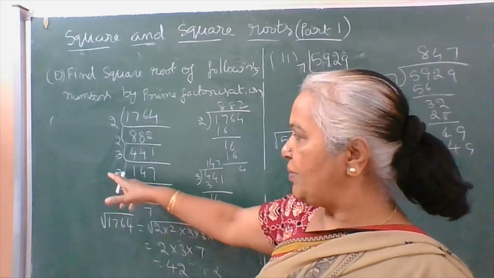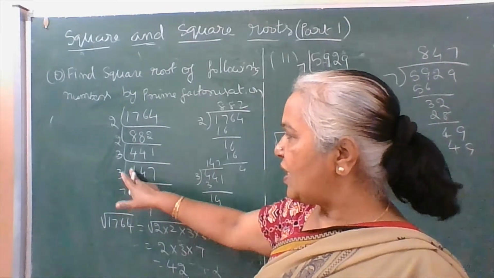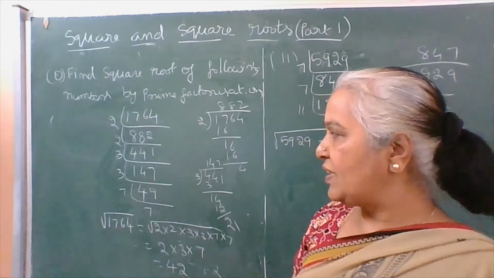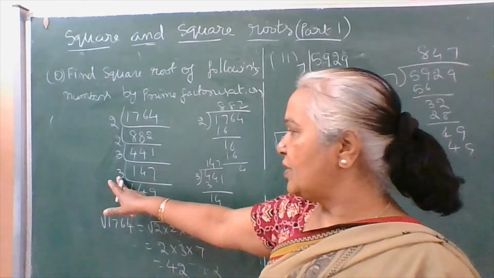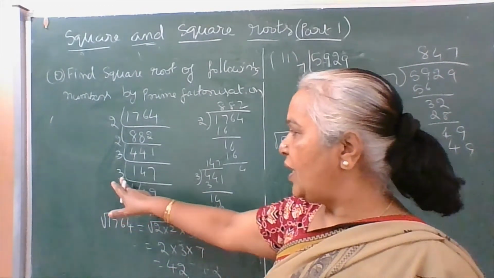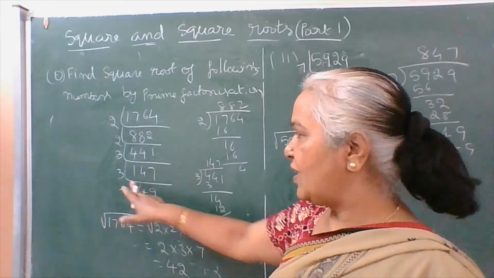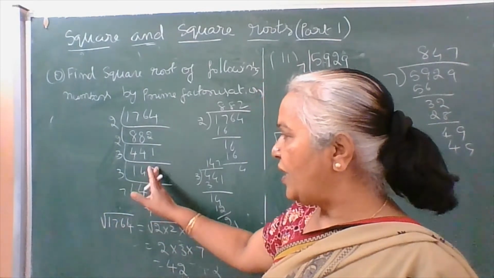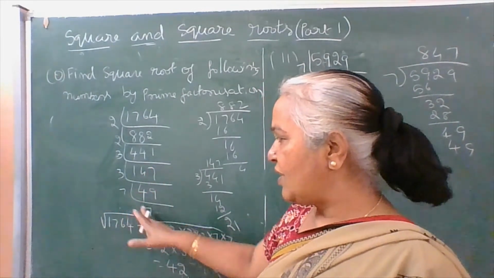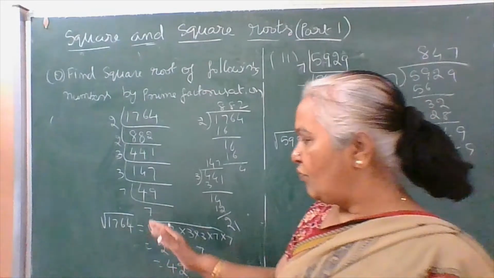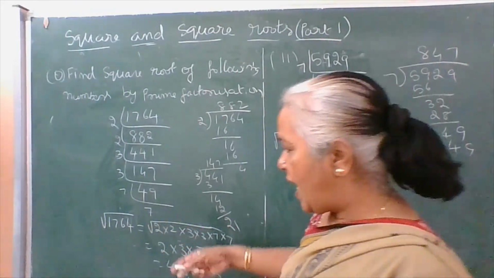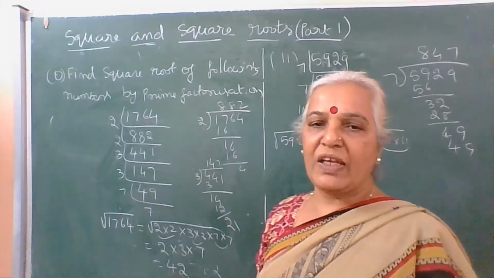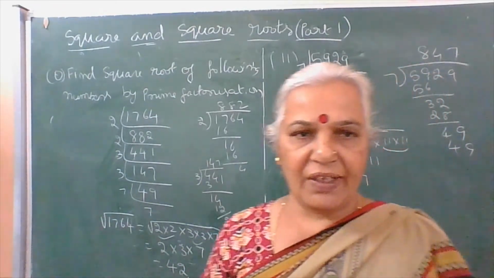Then the next prime number is 3. 3 1s are 3, and then 3 4s are 12, and 3 7s are 21. Again 3 4s are 12, and then 3 9s are 27. To check whether it is correct or not, you have to multiply these two and you can check the answer. That is 7 7s are 49. Find all the factors and make the pairs, and instead of 2 factors you write 1 factor.